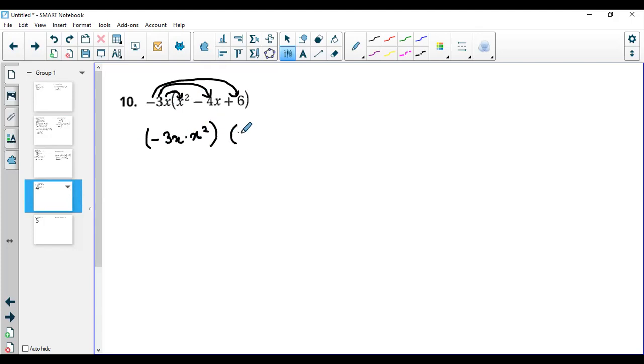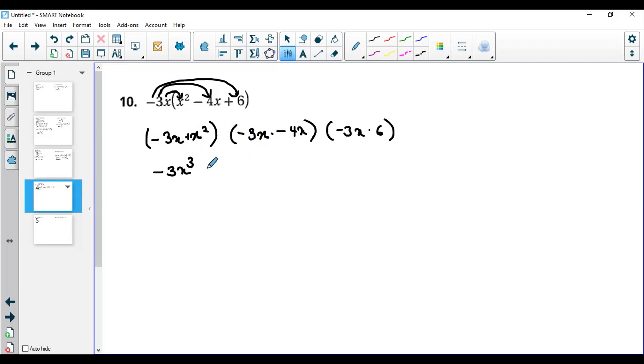Okay. So it's going to be minus 3x multiplied by minus 4x, and then minus 3x multiplied by 6. Okay, so minus 3 multiplied by x squared. So you know there is no number here, means it's going to be a 1. So that's going to give you a minus 3x cubed.